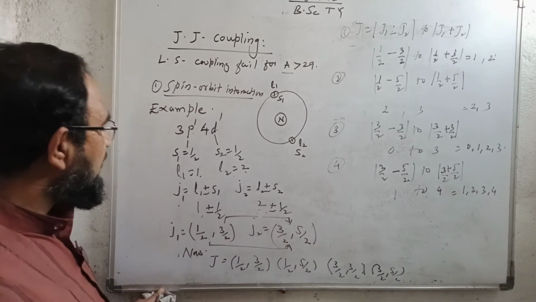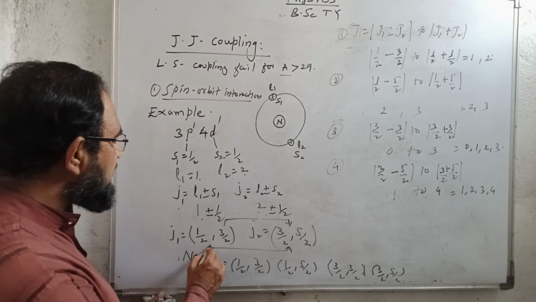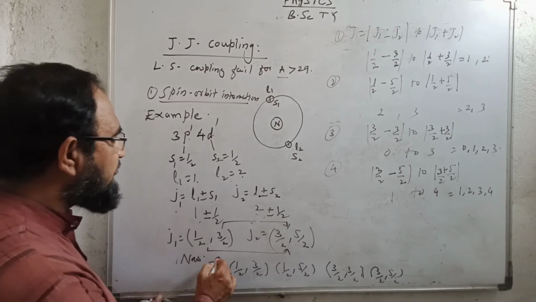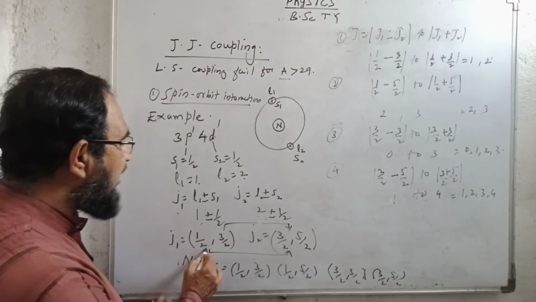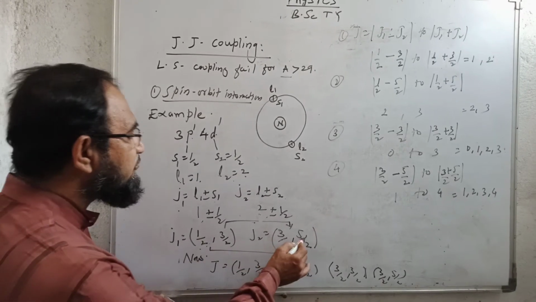Okay, now I will combine these two. First I will open this bracket with half, so the combinations will be half, 3 by 2 and half, 5 by 2.